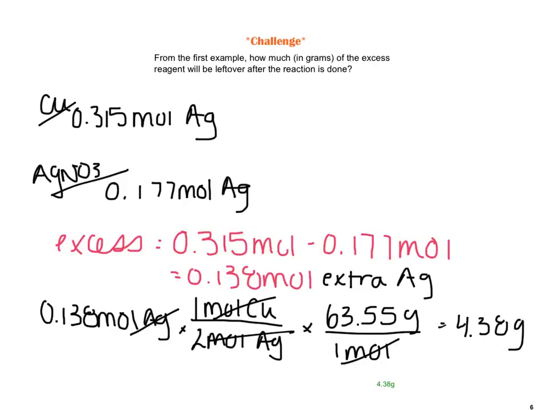That tells me out of my 10 grams that I started with, 4.38 grams of those will not react because we've run out of our other reactant and the reaction stops. So to find how much is in excess, again, always talk about it in terms of one product and convert backwards into that original excess reagent.